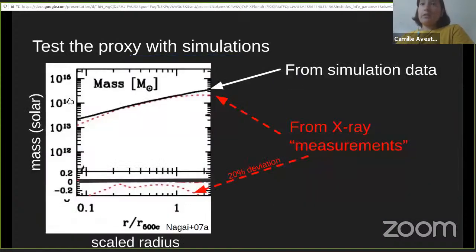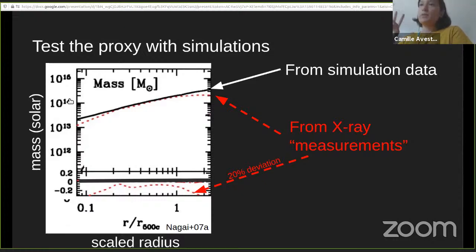So what you can then do is try to do this apples to apples comparison where you take that mock data and you do what you do with your observations and make "X-ray measurements" of the mass. So here's an example of what that looks like. In black is directly what you get from simulation data, because you can pull out all the mass from all of the cells that you have.